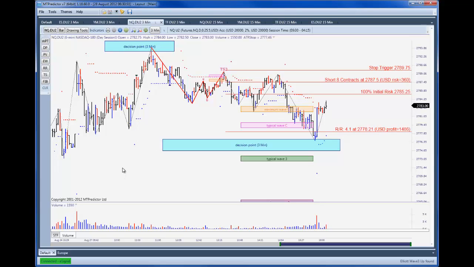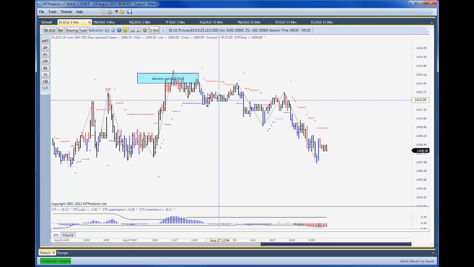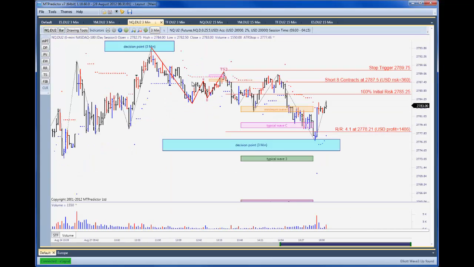So using the larger degree chart and also our decision point tools, it allowed you to avoid some otherwise losing trades as we've seen on the ES, but more importantly it allowed us to then take this TS3 sell setup here that allowed us to run this short trade down into what was pretty much the low of the day. And as we've already seen, this DP nailed the high of the day.